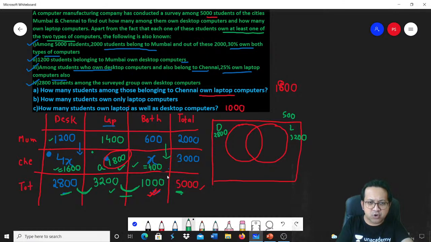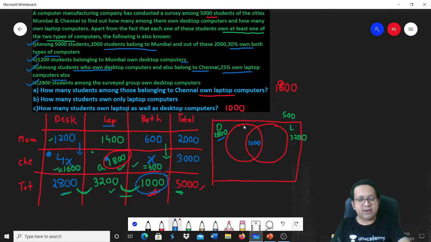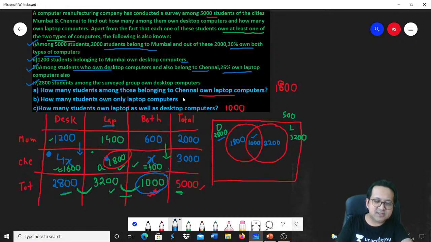Now have a look at the last row. Both is 1000. So how many people own both? 1000. So this part is 1000. How many own desktop? 2800, so the total desktop circle is 2800. Both is 1000, so only desktop is 1800. Similarly, laptop total is 3200, and people owning both is 1000. So only laptop is 3200 minus 1000, which is 2200. So your answer for the second one is 2200.